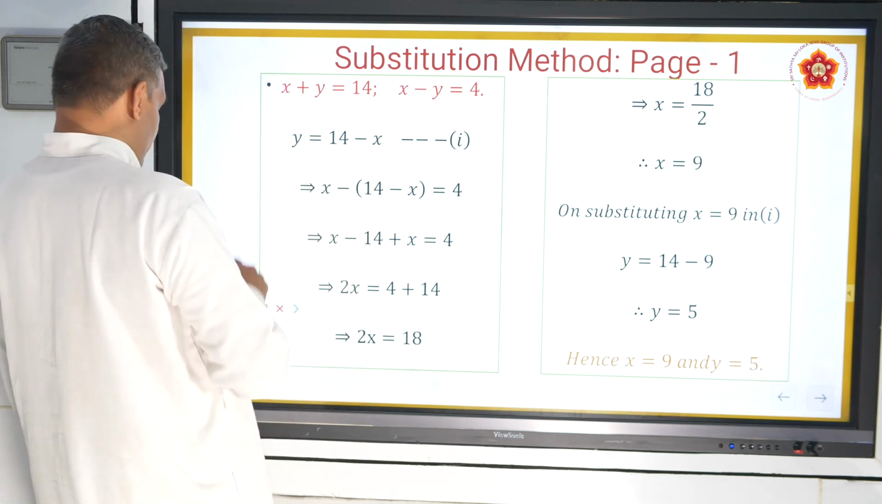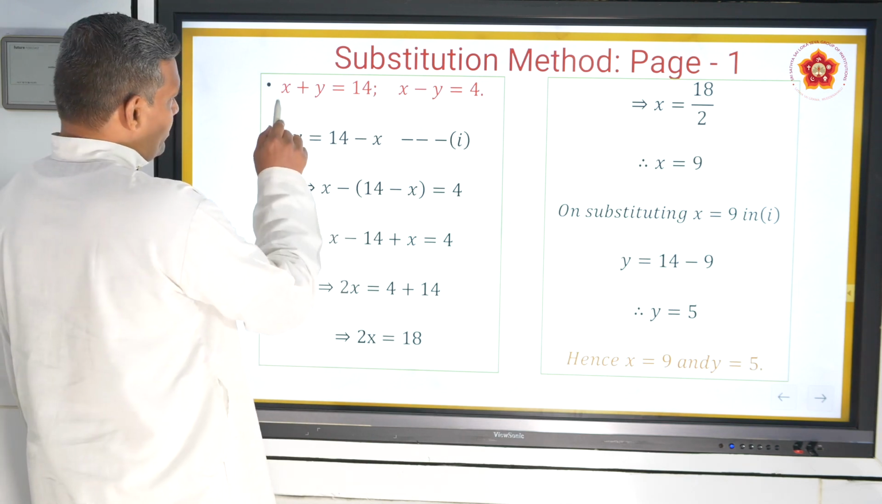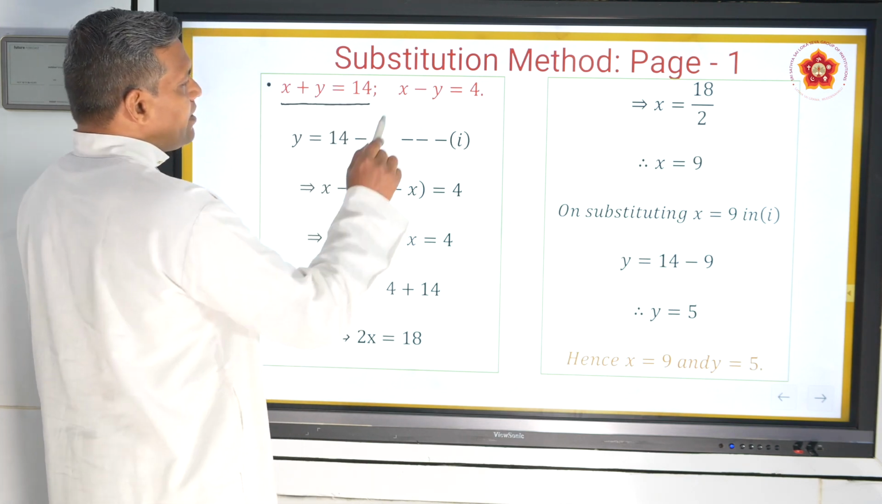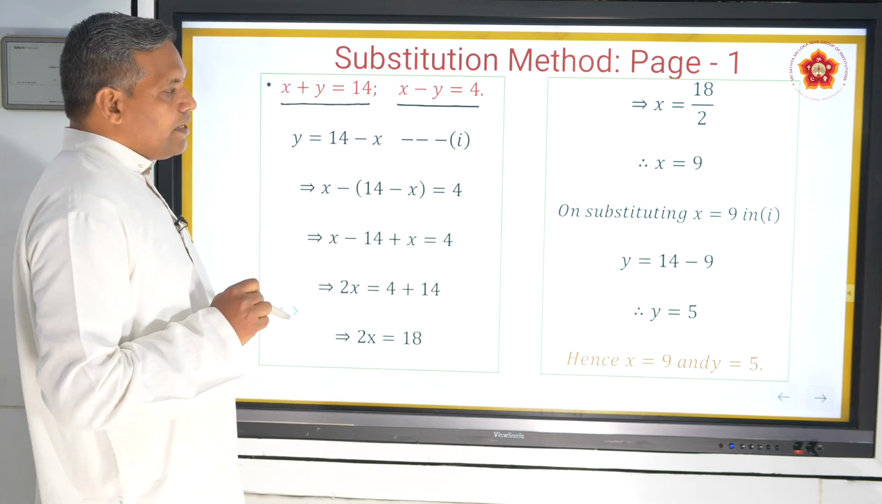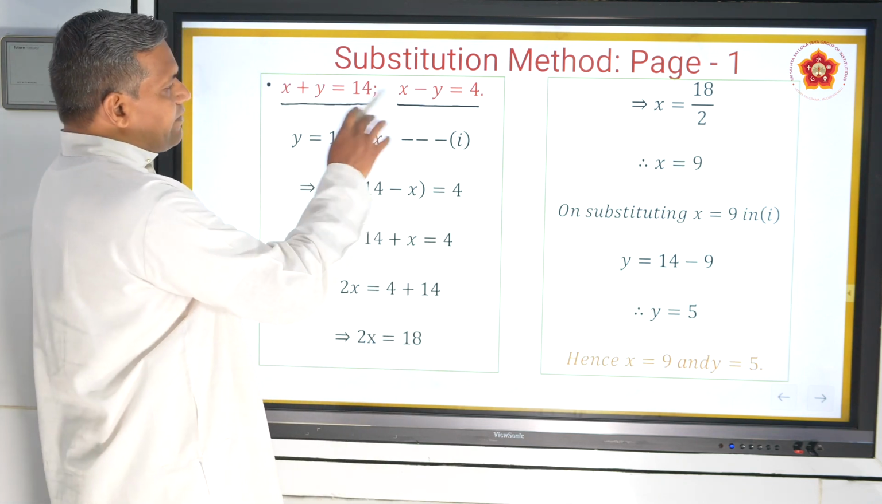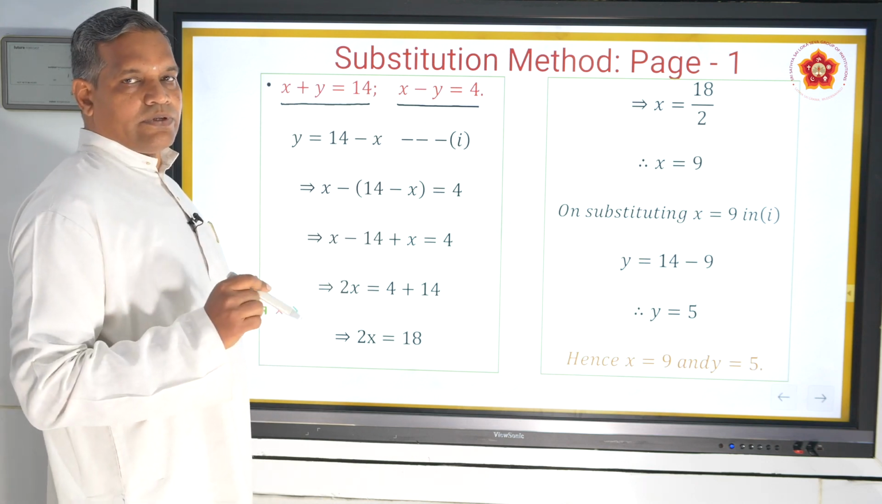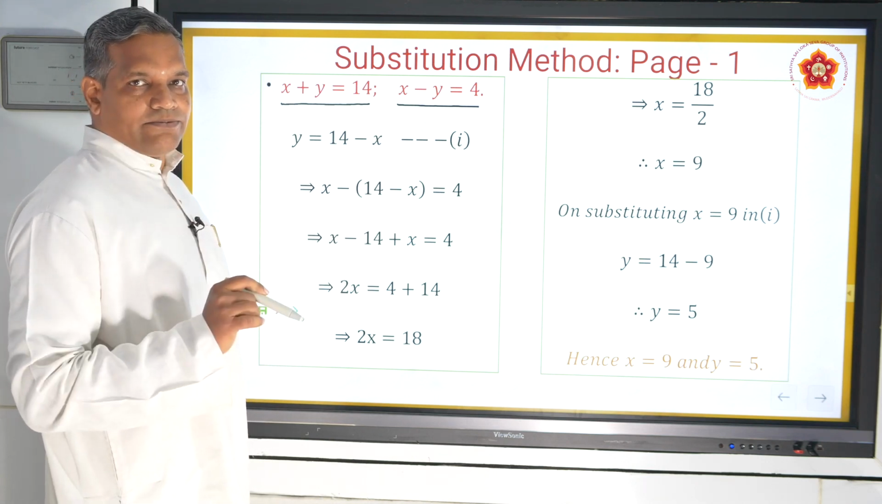First one is, let me also change a little color of this one. X plus y is equal to 14, x minus y is equal to 4. These are the two different equations you have. Now, I need to find x and y values using these two. What am I doing? Carefully observe.